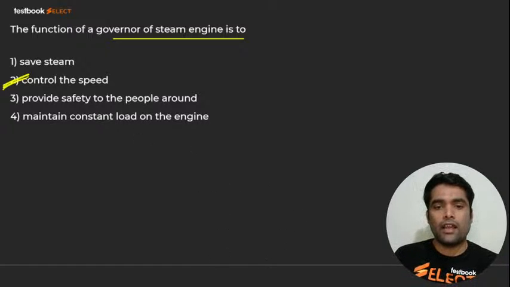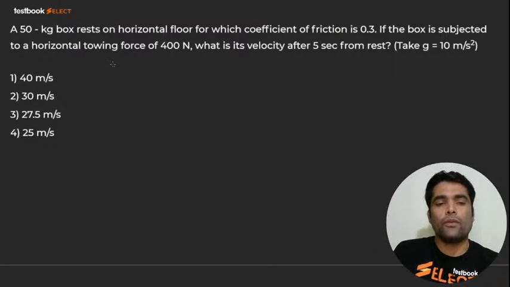Okay. Here I go. Here I go for next. No, it does not maintain a constant load, my dear. 2 is correct. Here I go for next. Very good, all of you.